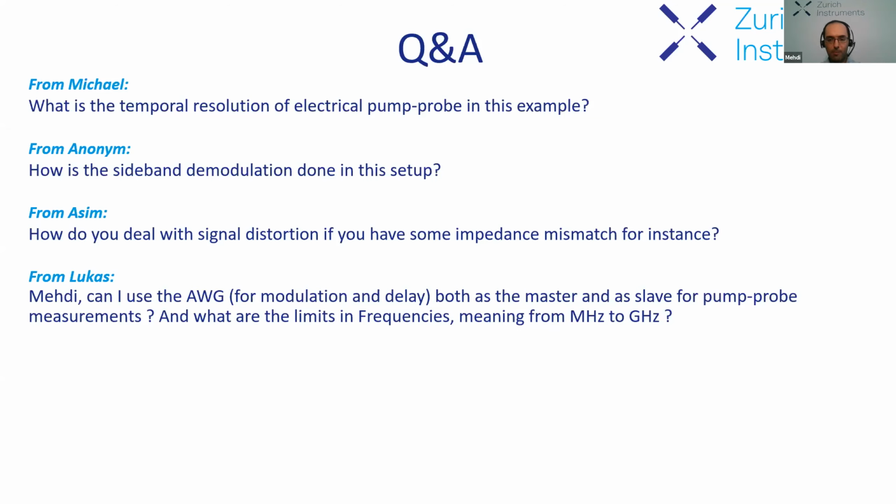Yes, it can be used as master or slave. As a master, it modulates the pump and probe signal with its internal oscillator. But if you have an external frequency for modulation, you can use the external reference, and then it can apply that frequency to the generated pulse. So that can be done both as a master and as a slave. The limit in frequency is the frequency range of the device, which is from DC to 600 megahertz, both as a master and as a slave. So up to 600 megahertz, you can do the modulation.